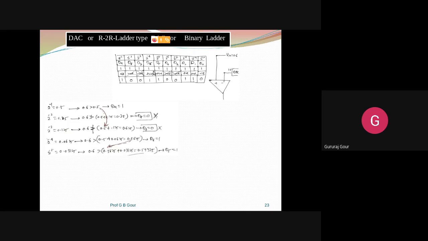What is the present weight at D6? What does 2 to the power minus 4 give on the calculator? The present weight at D6 position is 0.0625. We do not compare the present weight alone. With the present weight, we have to add cumulatively the weight where the last bit was set.